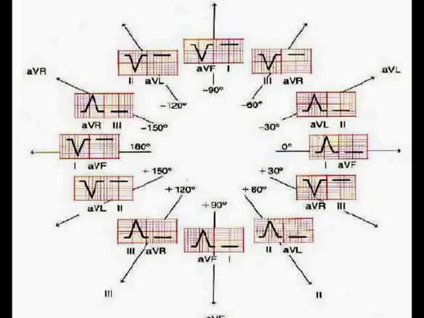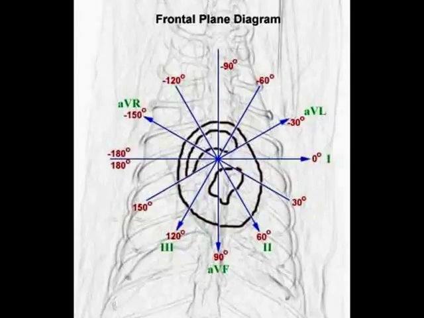The frontal plane leads view the heart from the front of the body, on the frontal aspect. So it sees the body as if it were flat. The directions include superior, inferior, right, and left. So the 6 leads view the heart in the frontal plane: the 3 bipolar leads and 3 unipolar leads.